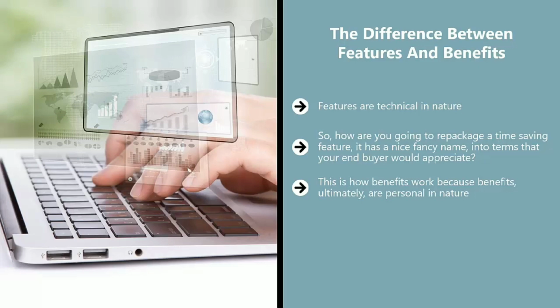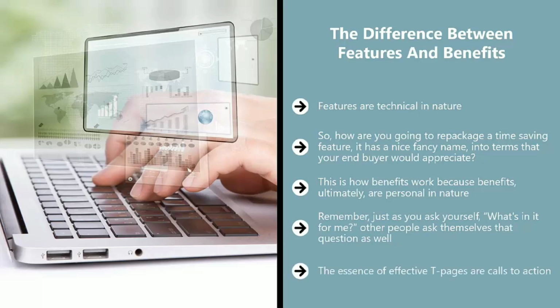Remember, most American consumers couldn't care less about the features or the jargon that are on your sales pages. They care about what's important to them. Remember, just as you ask yourself, what's in it for me? Other people ask themselves that question as well. It is all personal. So, you have to phrase whatever benefits your product brings to the table in those terms. The essence of effective T pages are calls to action. They have different forms, but the key to them is emotional impact. When crafting a CTA, call to action, emotionally tie the reader to the benefit they will get if they buy the product or service.